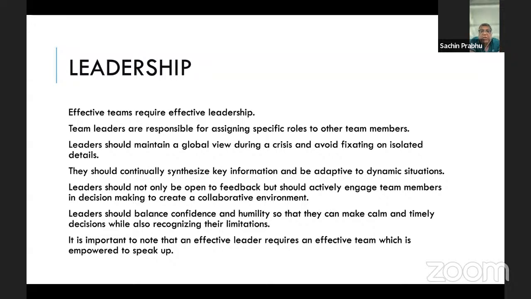Leaders should look for feedback. So if somebody tells you something, listen to them. Listening is an important part of leadership, whether it's in a crisis or outside a crisis. It makes a huge difference. Don't ignore. They should balance confidence and humility. Again, the word humility is very important. If you're a senior person, your junior will never approach you if they're scared of you. So make sure that you're approachable and they're comfortable to make that suggestion. That could be a very important suggestion which could save the patient's life. It is important to know that an effective leader requires an effective team. Again, if you're a good leader, you probably will build a good team around you. And they should be, as I said, empowered to speak up. They should have the guts to speak up.